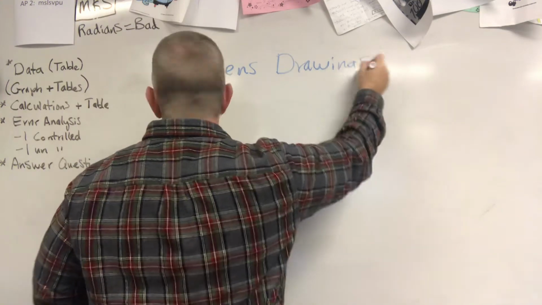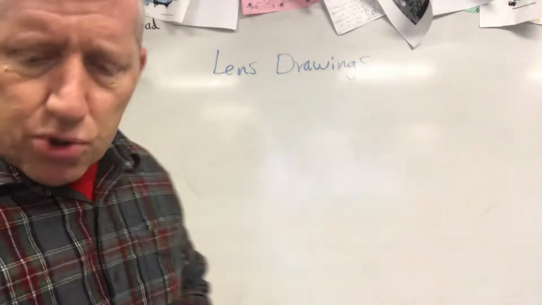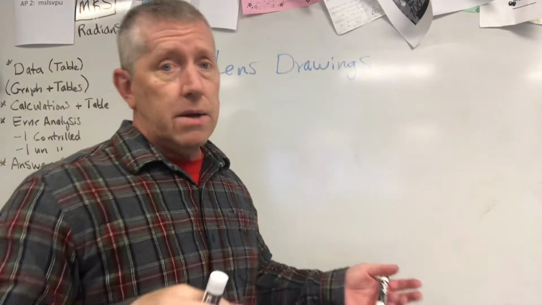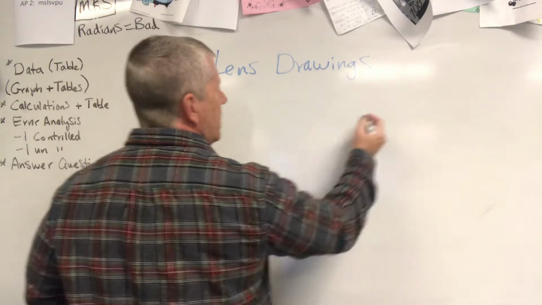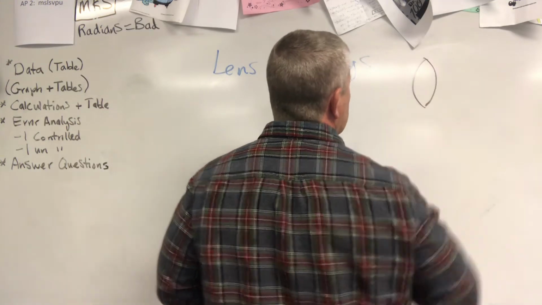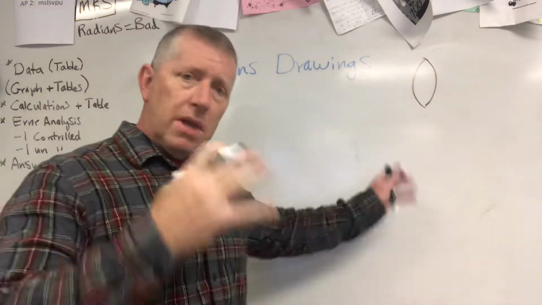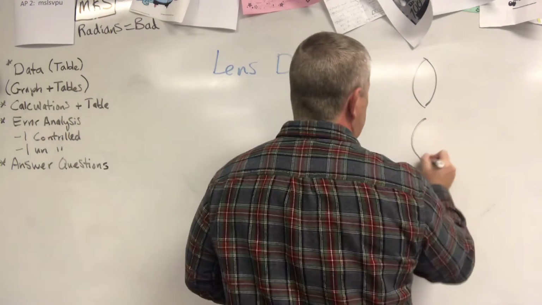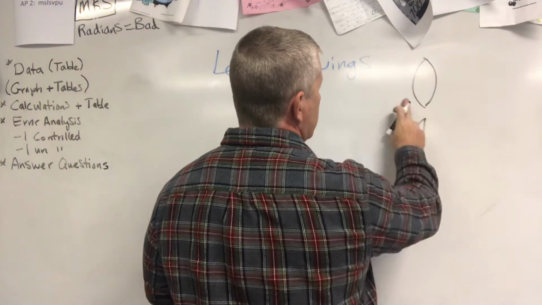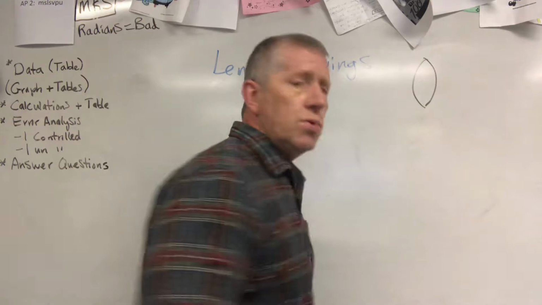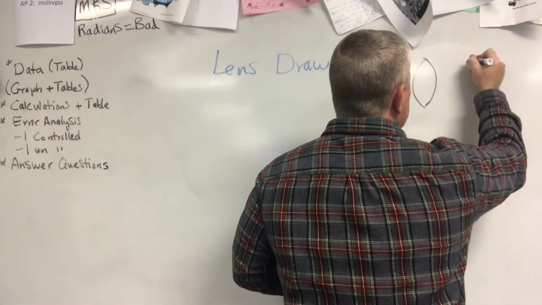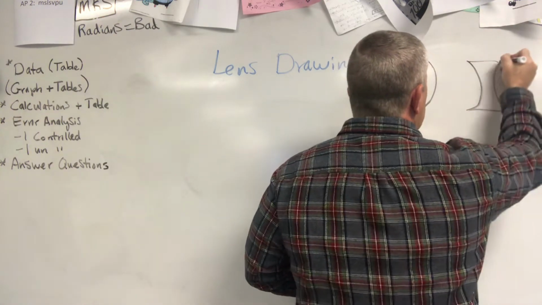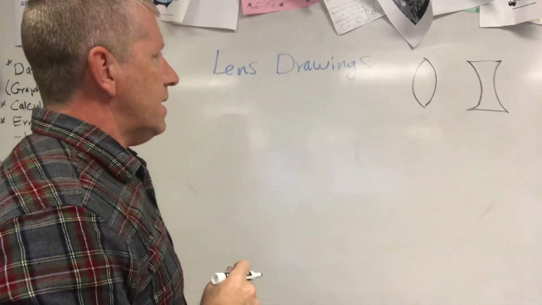Lens drawings. All right. A lens drawing is going to be different than a mirror drawing in a couple of ways, but similar in a lot. One thing about a lens: you can have a convex, actually called a double convex, or a convex planar lens. You've got different kinds of lenses. We'll stick with the two basic kinds. One is the convex, and the other one is the concave.